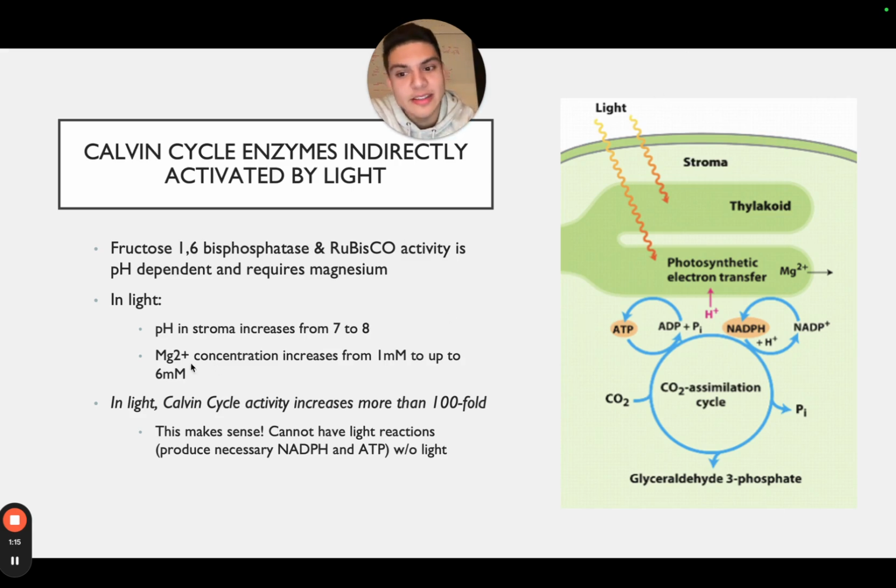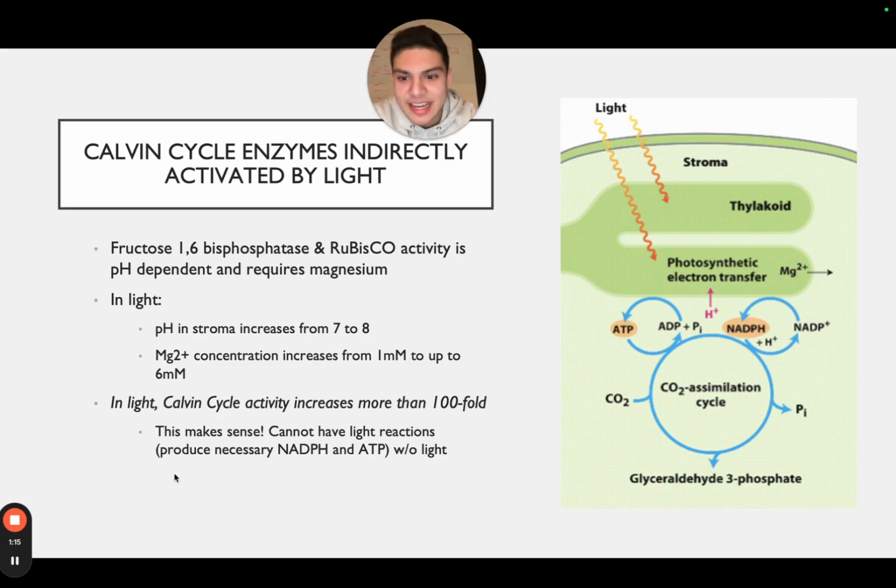And then the second thing, and this is memorization, I don't know why, but magnesium also increases in concentration from 1 millimolar to 6 millimolar. And that could just be because the protons are going inside the thylakoid lumen, and then there's a negative charge, so the magnesium is drawn towards it because of electrostatic forces. That's just me conjecturing. I don't actually know the answer.